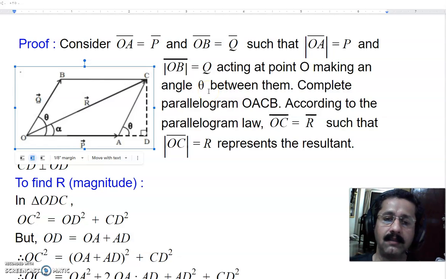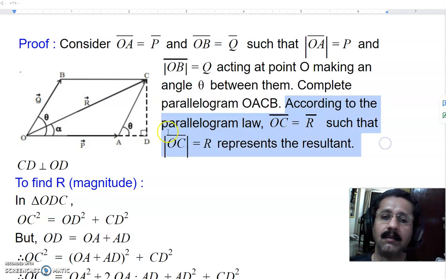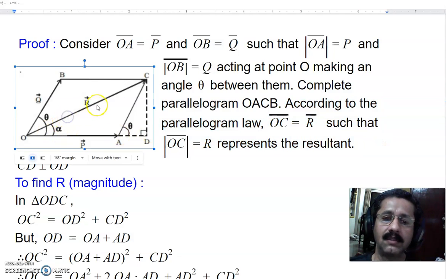In order to find the resultant or addition of these two, I have to complete my parallelogram OACB, and OC gives me the resultant, vector R. That is what the law says. According to this law, vector OC is equal to vector R, such that the magnitude of OC, which is R, is the magnitude of the resultant vector.